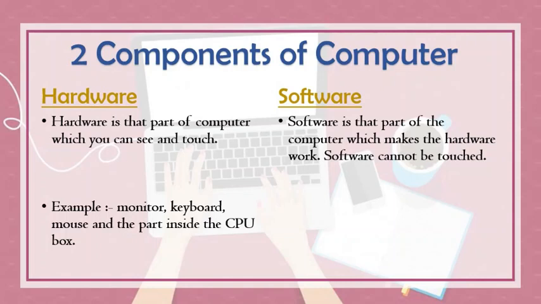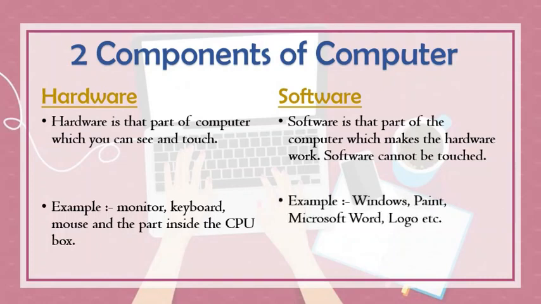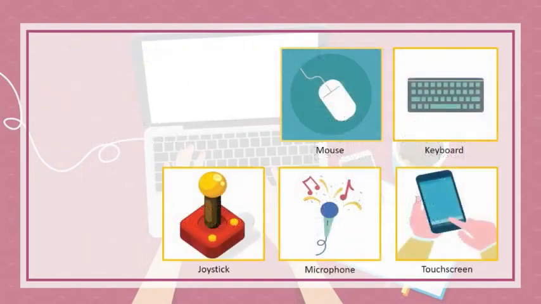Software. Software is that part of a computer which makes the hardware work. Software cannot be touched. For example, Windows, Paint, Microsoft Word, Logo, etc. All these are software or programs. We work on them, but we cannot touch them.